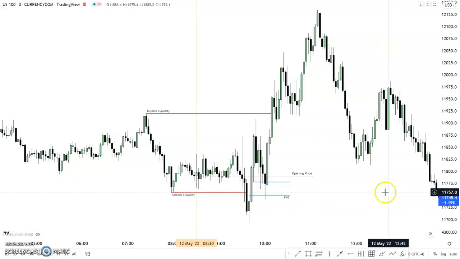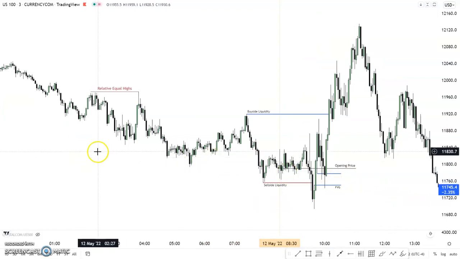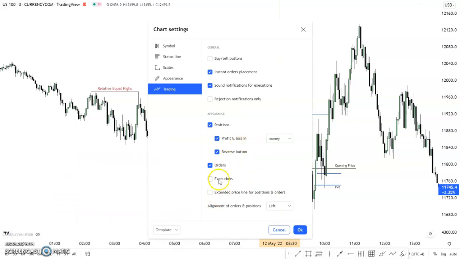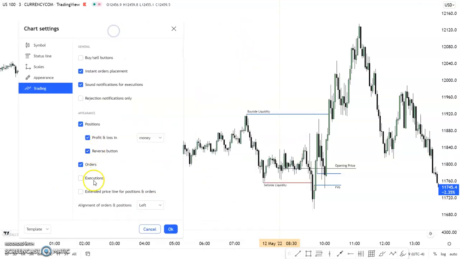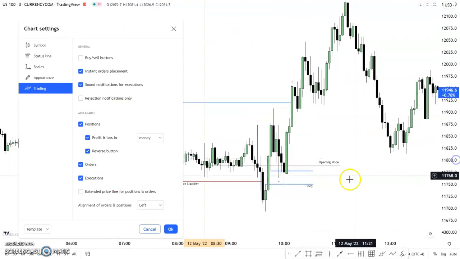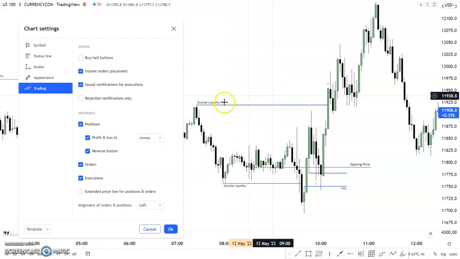Let me just remove this, just to show you guys the trigger. So right there, that was the entry. I had a limit order and the profit was closed up here, just above that high right there.